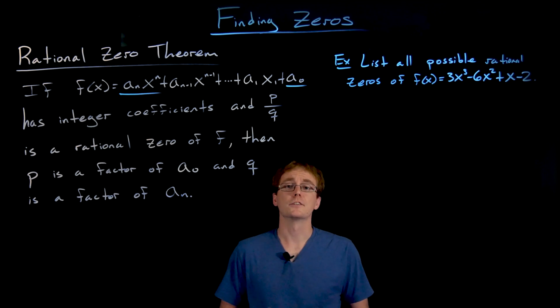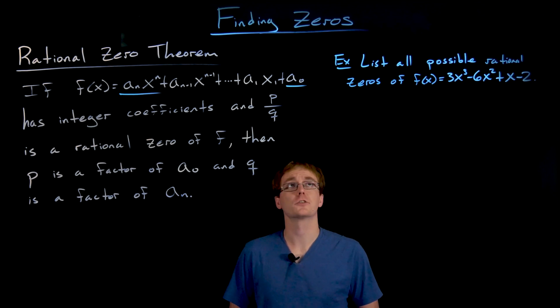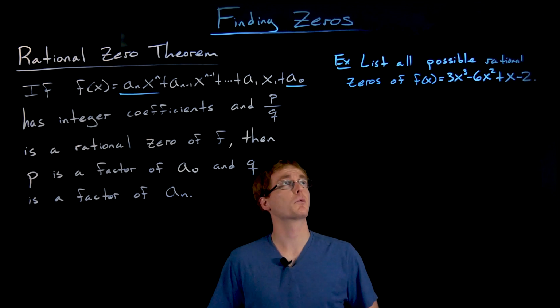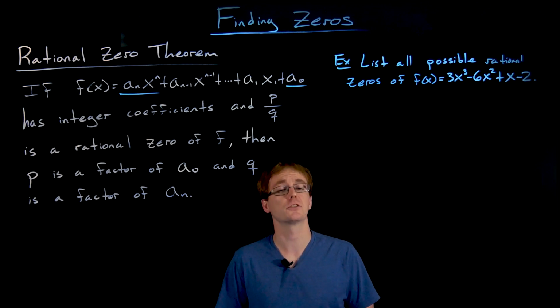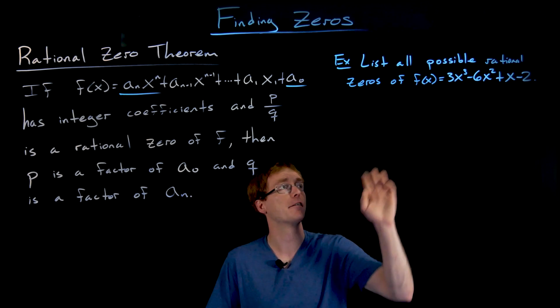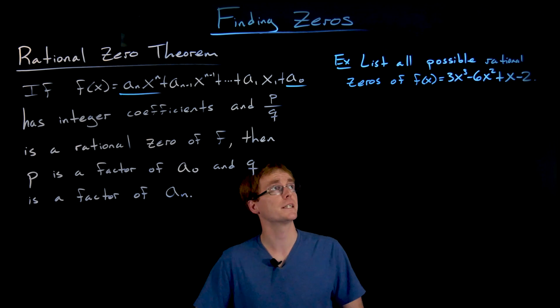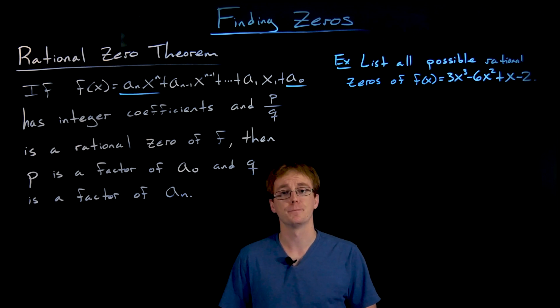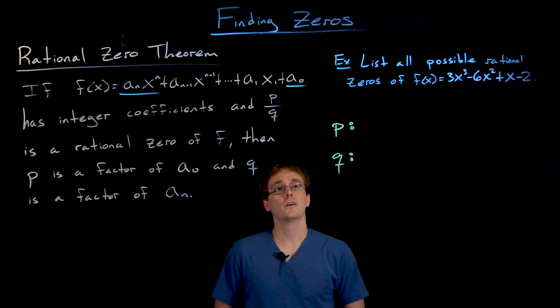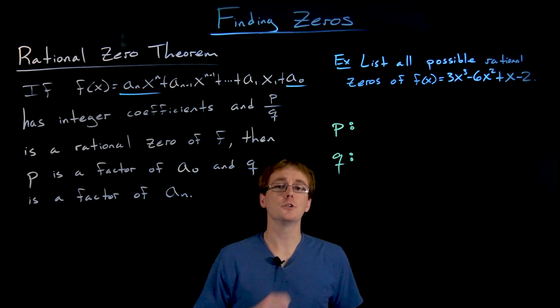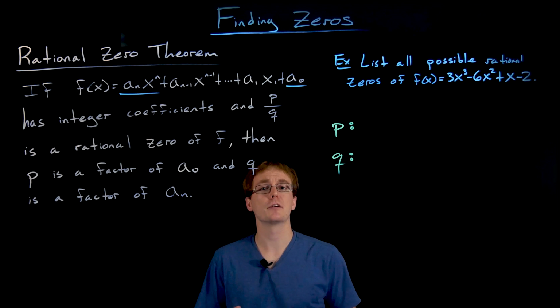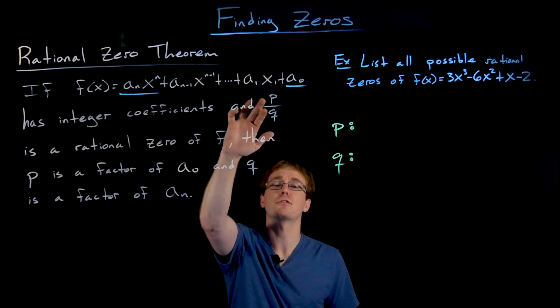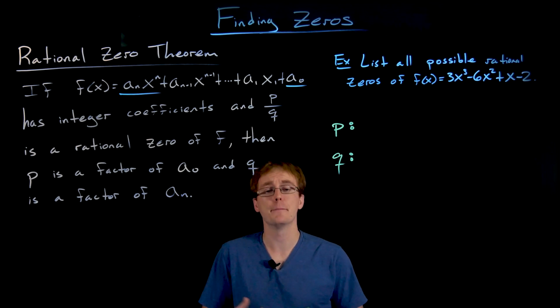All right, so let's go ahead and use our rational zero theorem for this example, where we want to list all the possible rational zeros of the polynomial function f of x, which is defined as 3x cubed minus 6x squared plus x minus 2. And so to help me generate this list, we have to find these potential p and q values and then put them together in all the different possible combinations to create these fractions or rational numbers that may be zeros of our polynomial.